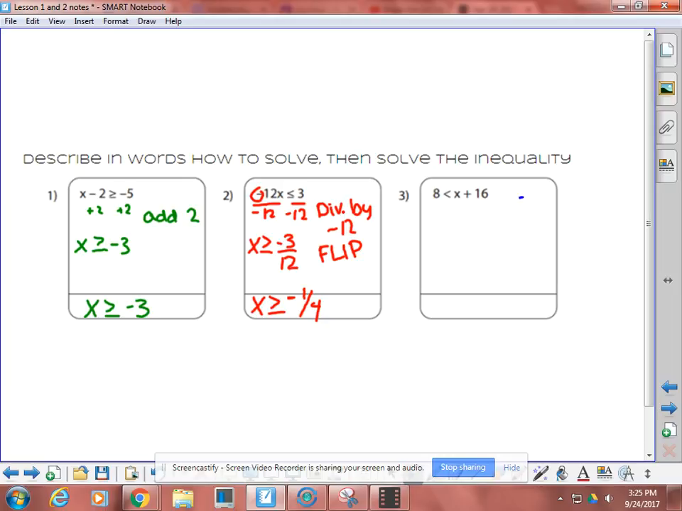Number 3, first thing I'm going to do is subtract the 16 to the other side, which is going to give me negative 8 is less than x, and then I'm going to get x on the left. So when I do that, I'm flip-flopping the 2, and I say, okay, the 2 dots were facing the x, so the 2 dots are going to continue to face the x, so it's really saying that x is greater than negative 8.